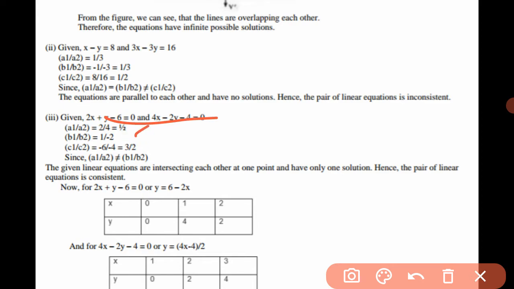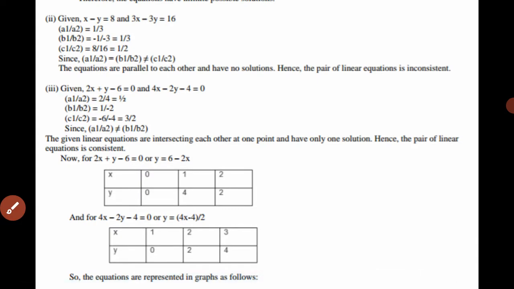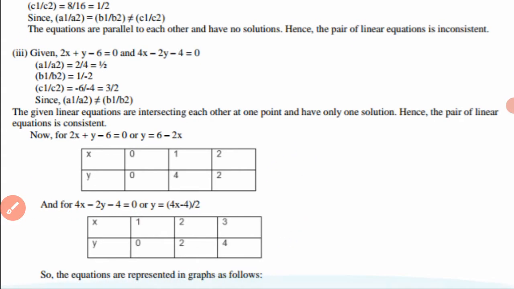Now in the third case we have been given these two equations. First we will find a1/a2, b1/b2 and c1/c2. So from here a1/a2 is not equal to b1/b2, therefore this condition shows a unique solution, and for a unique solution it is consistent. So first we will make these two tables with the help of the two equations. By making the tables we can represent it graphically also, so the equations are represented in a graph.